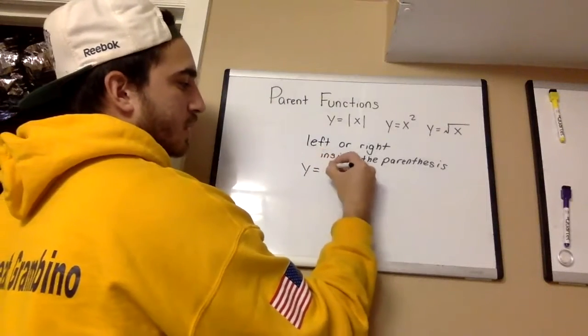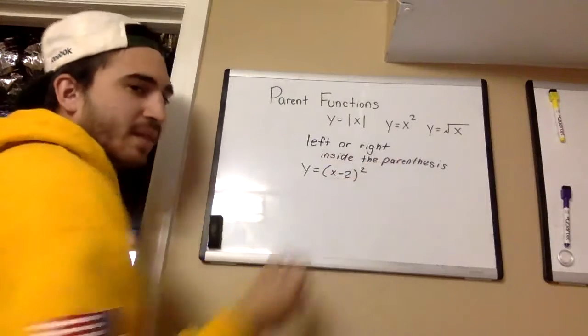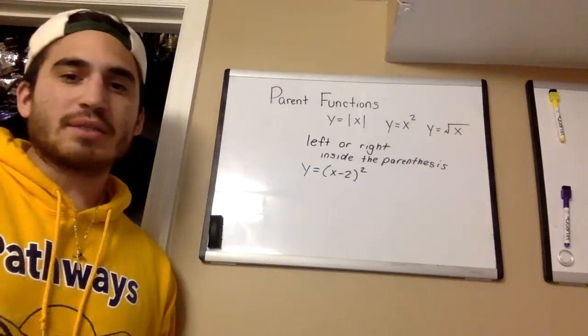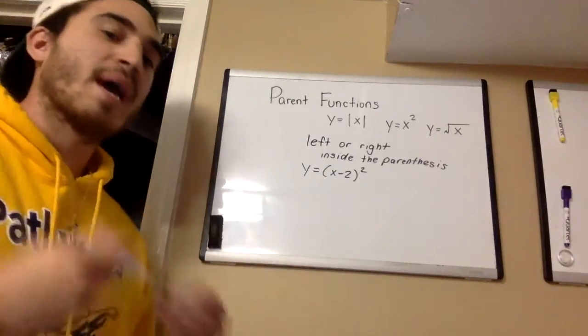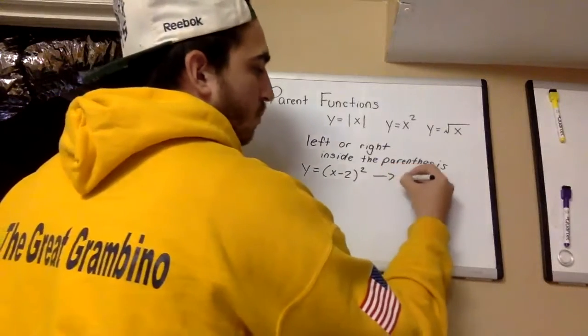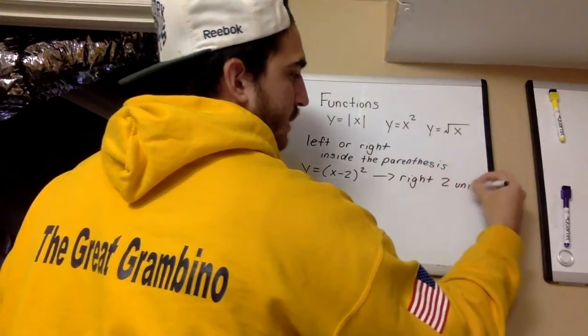y equals (x minus 2) squared. Notice how this negative 2 occurs inside the parentheses. When you go inside the parentheses, you need to think opposite. Normally when we think minus, we think going left. However, when you see a minus inside, you are going to be going right, and then 2 units, since it was minus 2.